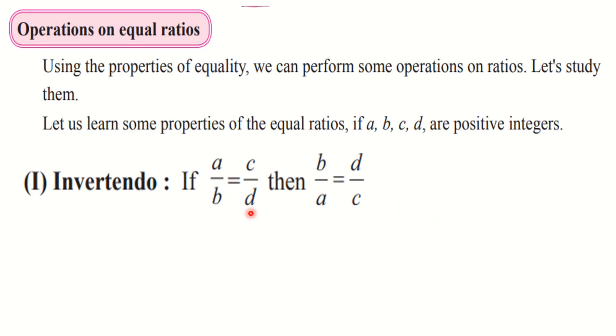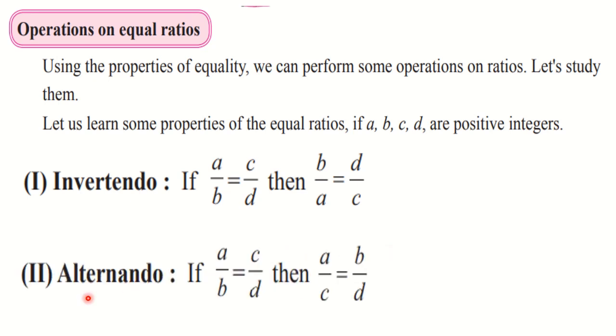Second property is alternando. If A upon B is equal to C upon D, then A upon C is equal to B upon D. Here you can see the position of B and C, they are altered, they are changed. B is replaced by C and C is replaced by B. Or you can see on left hand side you have numerators, on the right hand side you have denominators. A upon C is equal to B upon D. This is the second property, which is called as alternando.